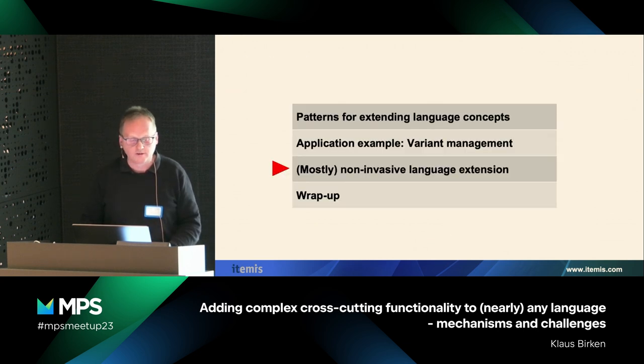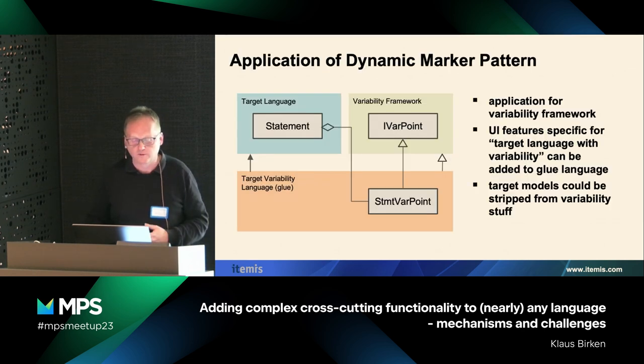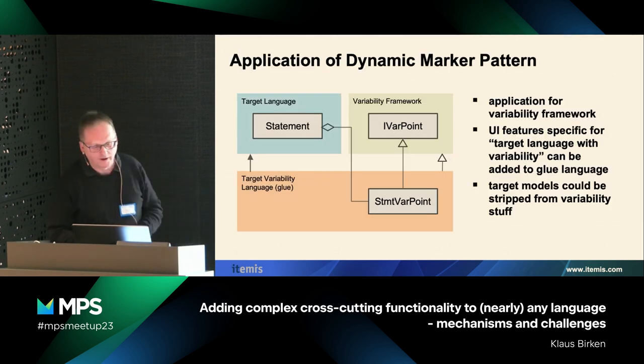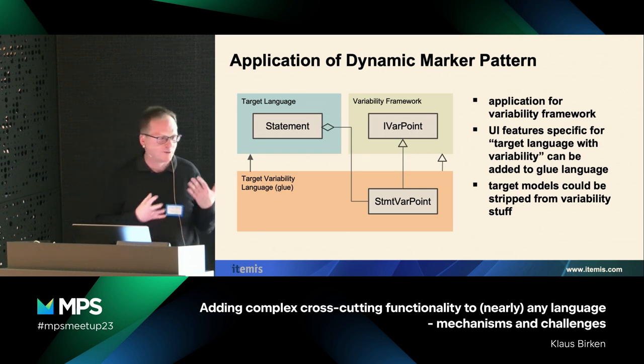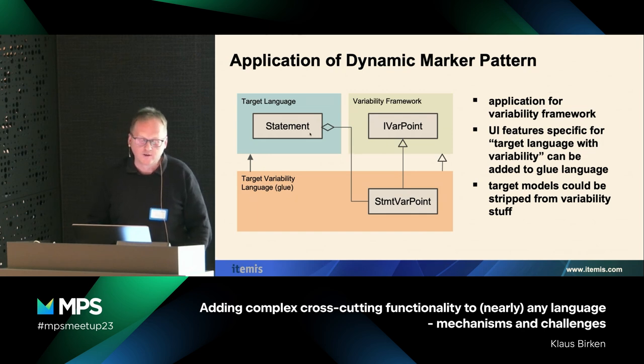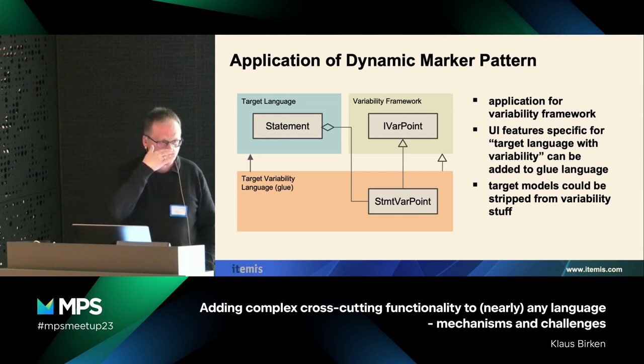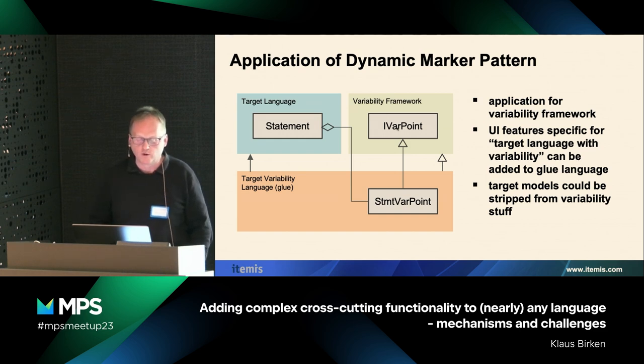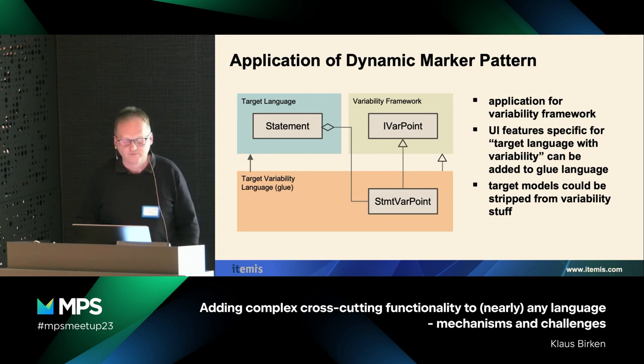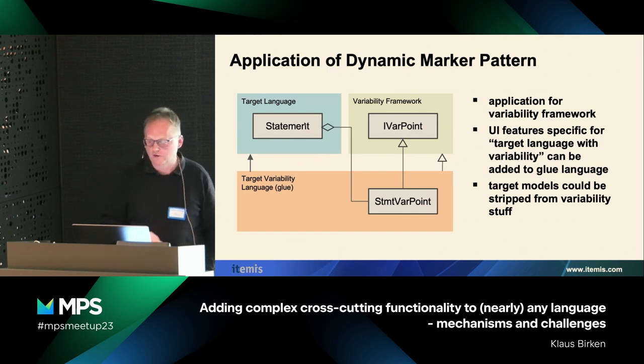And now this was the very brief presentation of what we are doing there. Now let's put those two things together. First of all, this is the dynamic marker pattern again, now specialized for our case. We have some target language, for example base language, where we have a statement. Now we want to be able to attach these presence conditions to the statement. The framework comes with a variation point interface, and we extend this variation point interface by a concept, which is at the same time a node attribute which can be attached to statements. So this is the glue element connecting the framework functionality to the actual target language functionality.